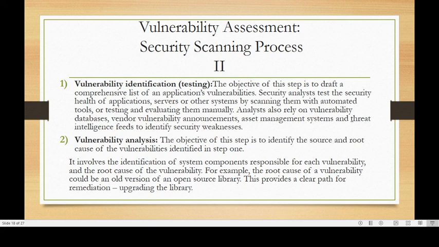On vulnerability analysis, which is step 2, the objective is to identify the source and the root cause of the vulnerabilities identified in step 1. It involves the identification of the system component responsible for each vulnerability. For example, an old version of an open source library, thus providing a clear path to mitigation.